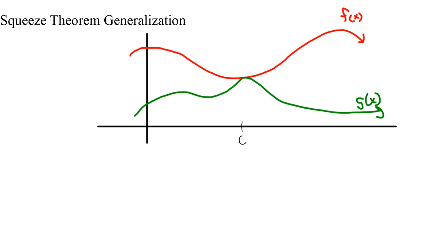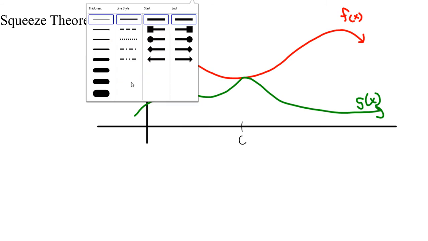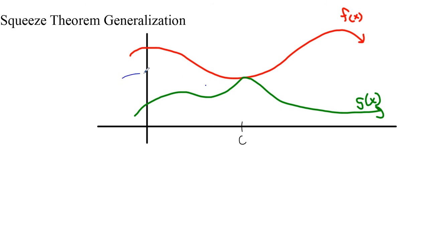And then I have a third function. I'm going to try to draw this better. Maybe if I make my thickness a little smaller, it will be easier. Right there, like this. Let's call this h of x.